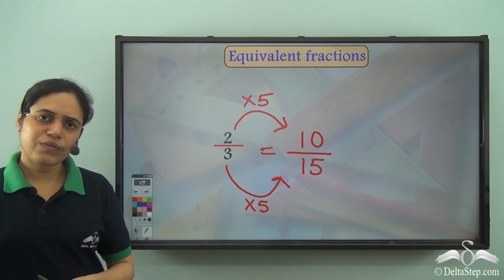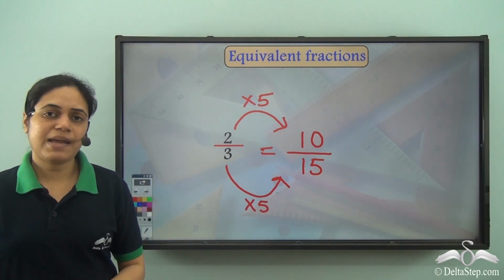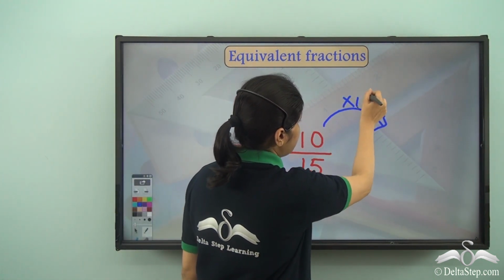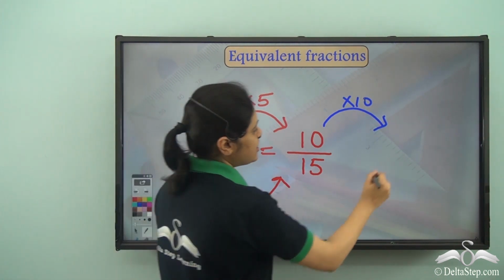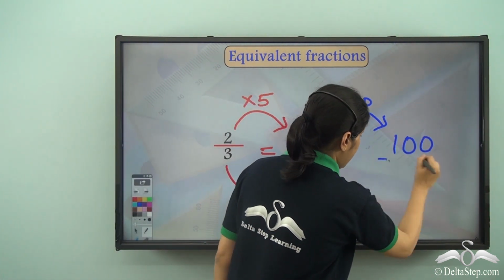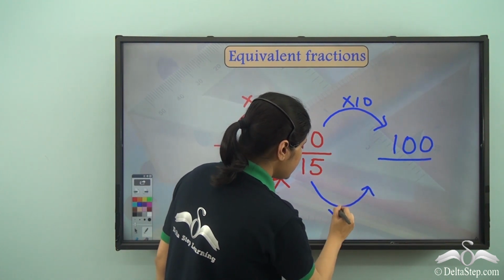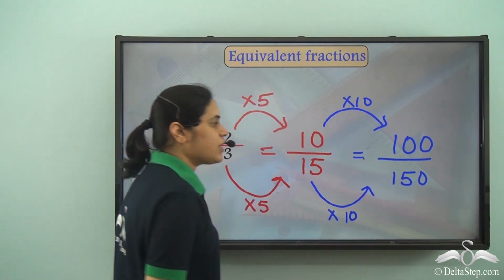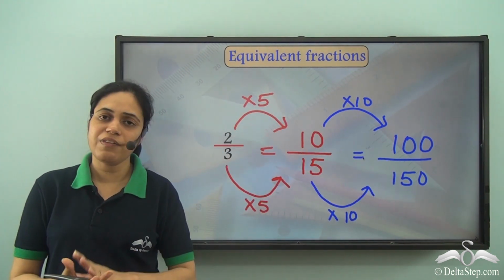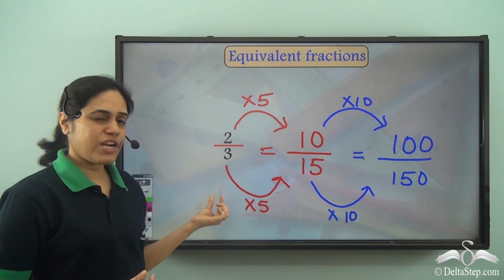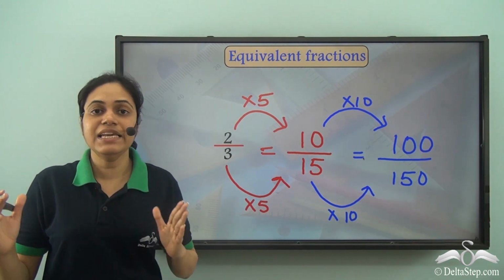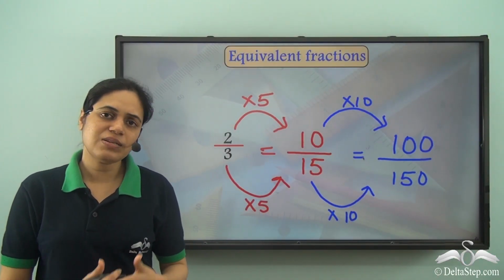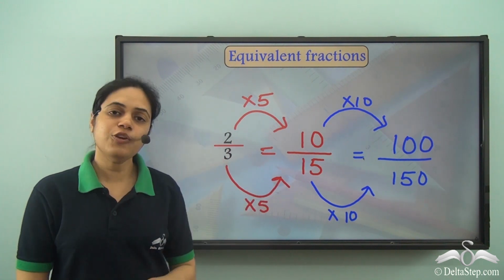We can find another equivalent fraction. So I can multiply by 10 as well. So now let me multiply these by 10. 10 into 10 is 100. And 15 into 10 is 150. So all these are equivalent fractions. In fact, for any fraction, you can find any number of equivalent fractions because you can multiply the numerator and denominator by any number to get a new equivalent fraction.